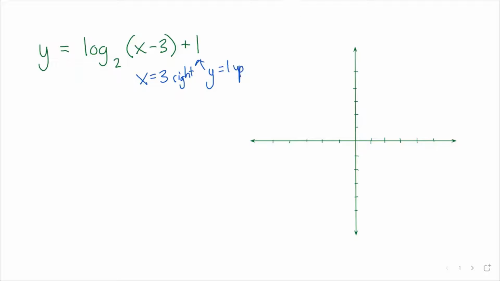And so the first thing that I will do is put in the vertical asymptote here. 3 to the right, so the vertical asymptote is at x equals 3, and I'll label that. Again, that would probably be a dotted line if you were doing it, but not a big deal.